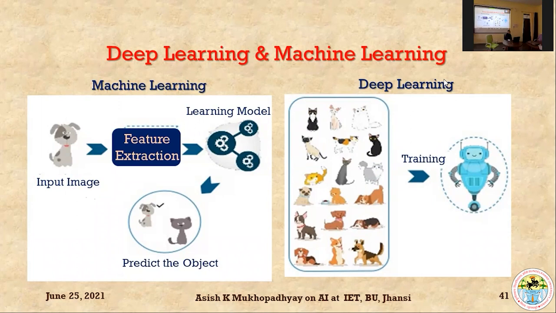But in deep learning, you don't do this. Just give the pictures of all things. It will train itself and tell you that it is a dog or a cat. No need of giving its features, what is the size of the tail, what is the complexion. No need. Just give the pictures of all the animals. It will train itself to do that.